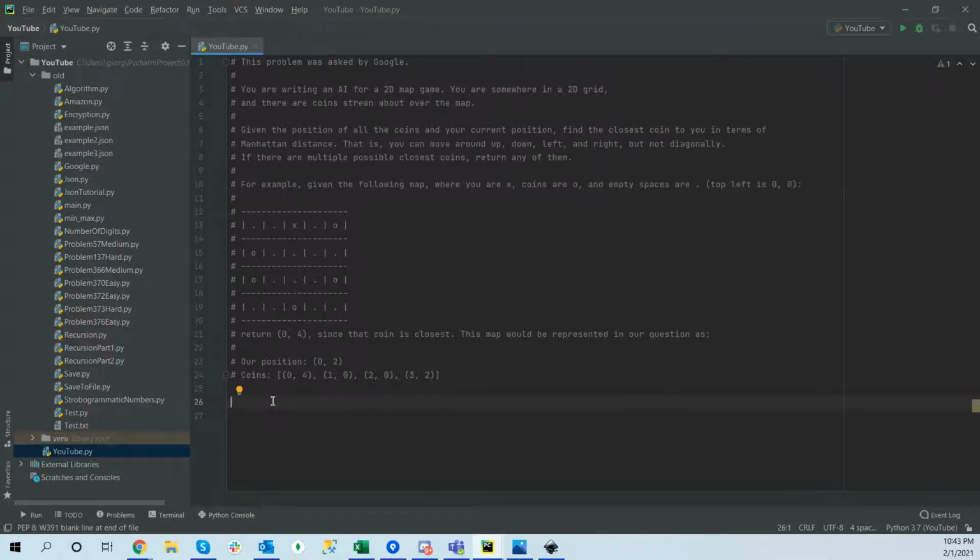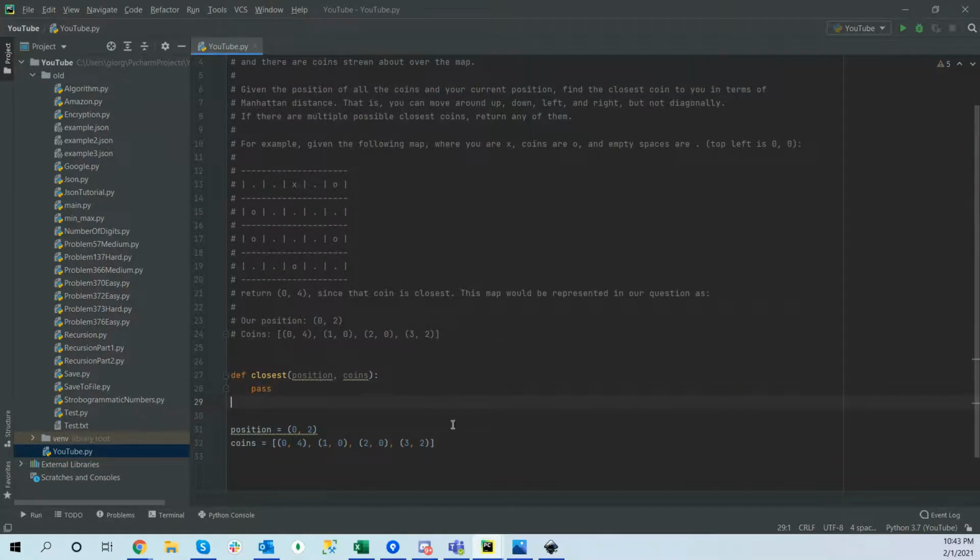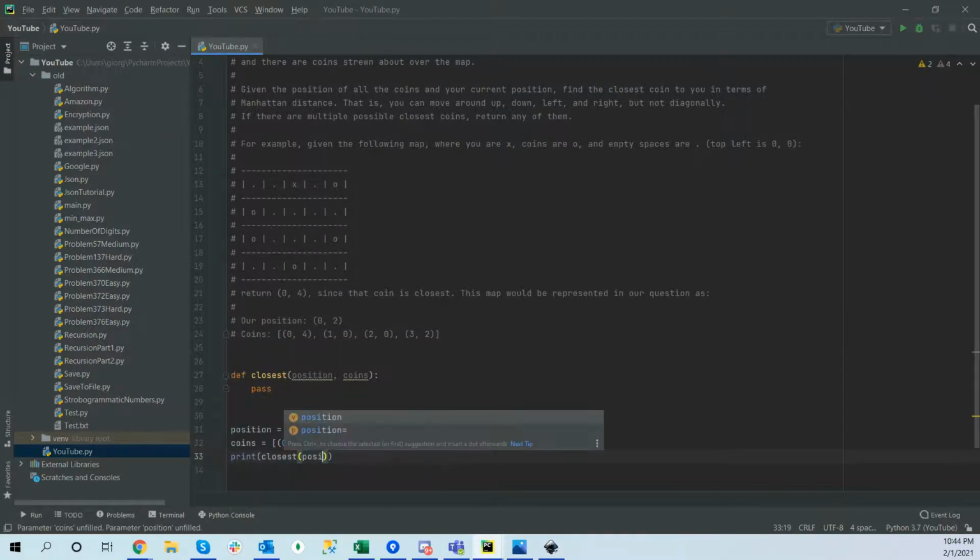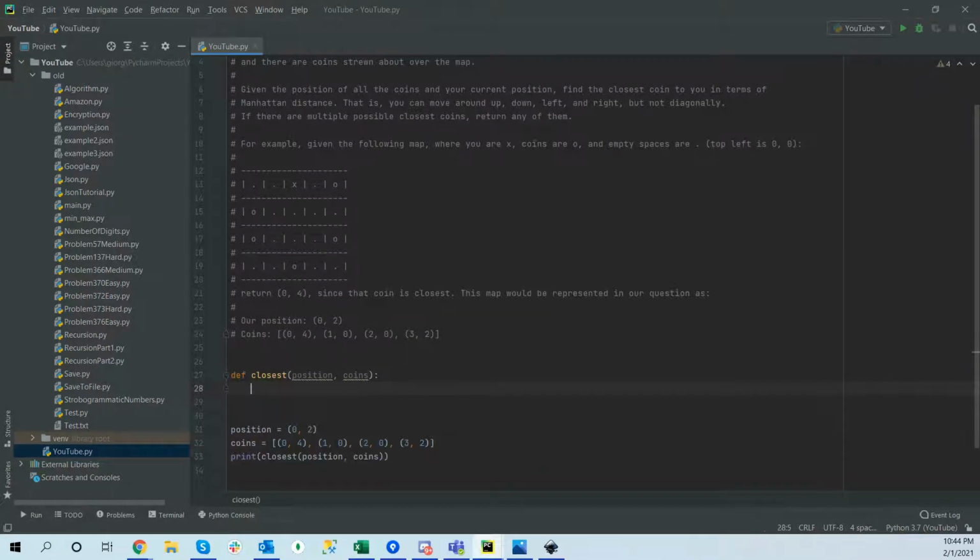Let's first write the position equals 0 and 2. Now the coins are right here. Okay, now let's get rid of this pass.